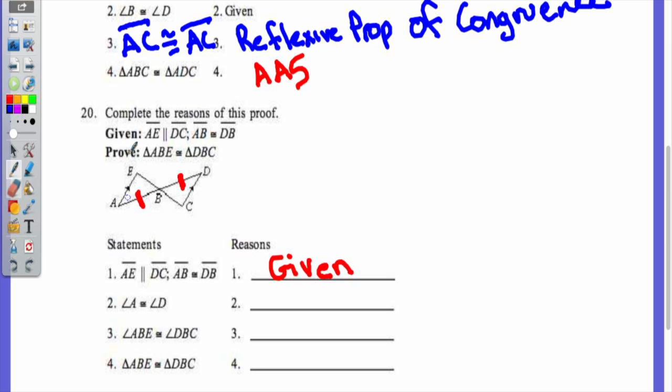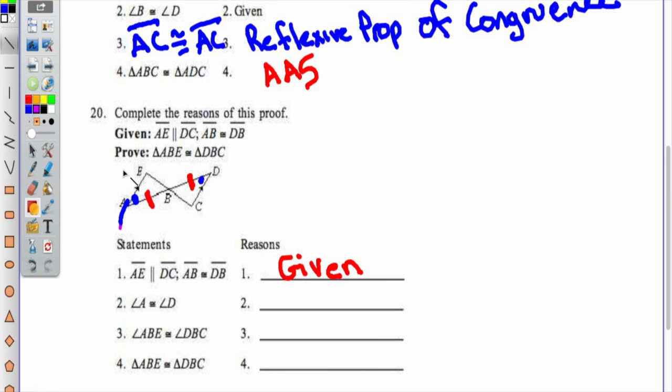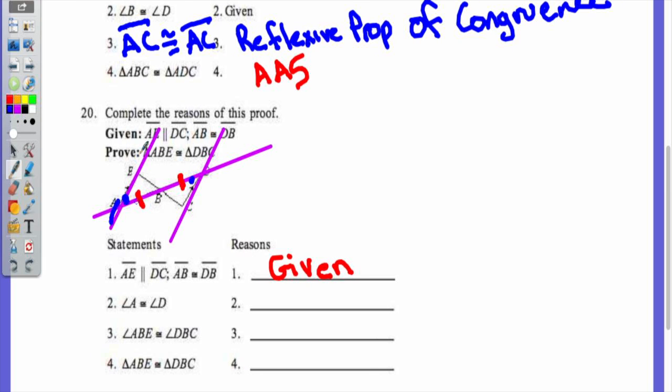They now do that. They talk about angle A and angle D being congruent. They're not corresponding. Here, let me actually use some straight lines here to make it a little bit easier to see. That's a parallel line. That's a parallel line, right? That's the transversal. They are actually alternate interior angles.